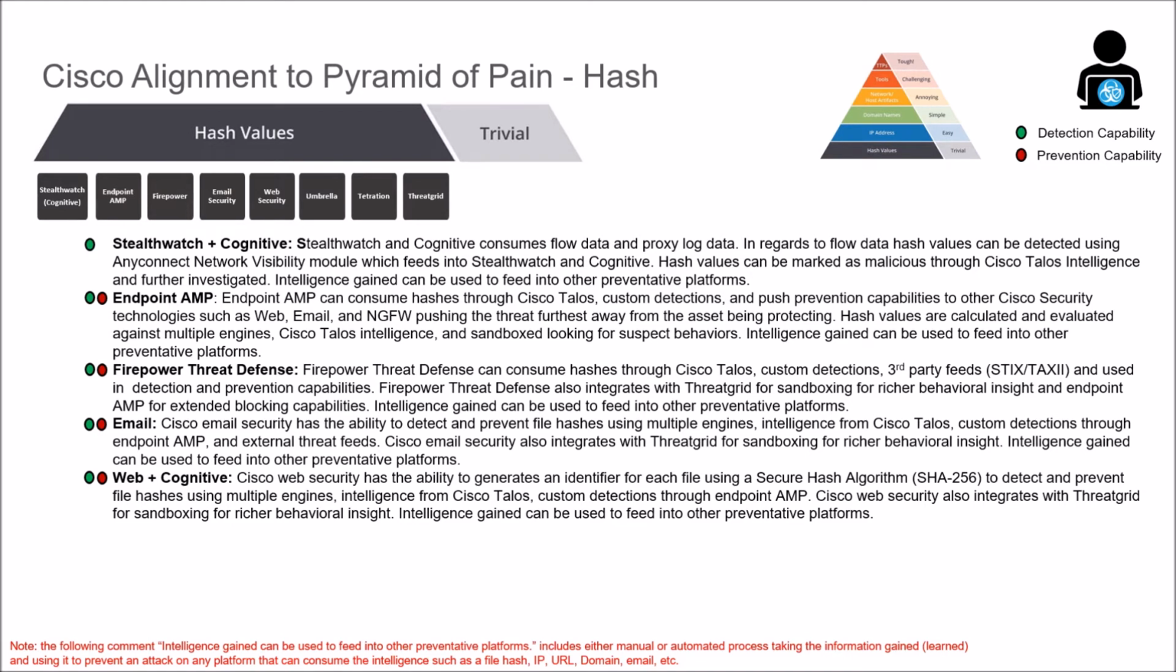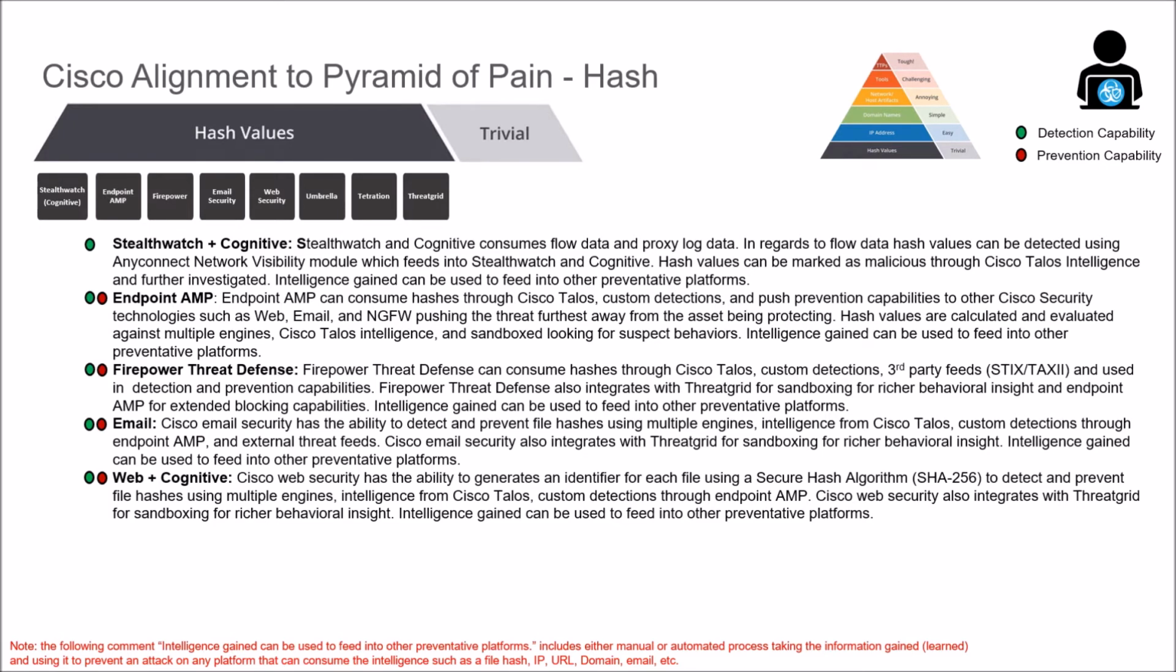Sandboxed files, we can look for suspicious behavior, right? So that's the ThreatGrid integration. We can detonate a file in ThreatGrid and look for the behaviors there. I think there's well over 1,000 behavioral indicators within the platform. And then the intelligence gained can be fed into other preventative platforms, okay?